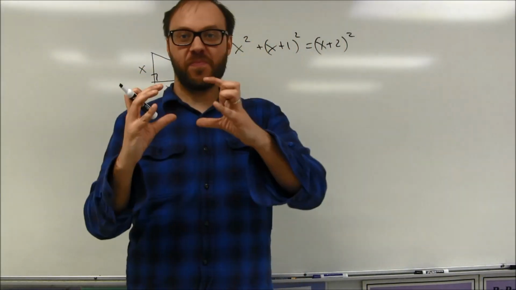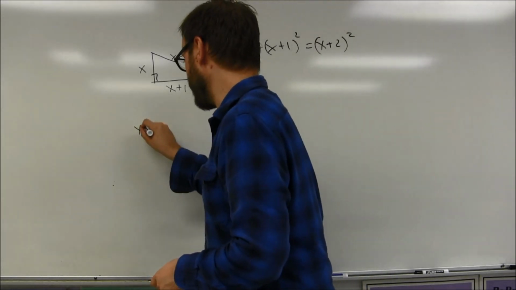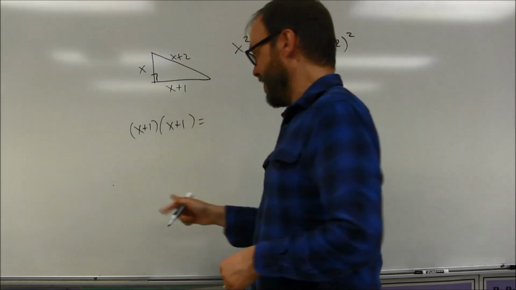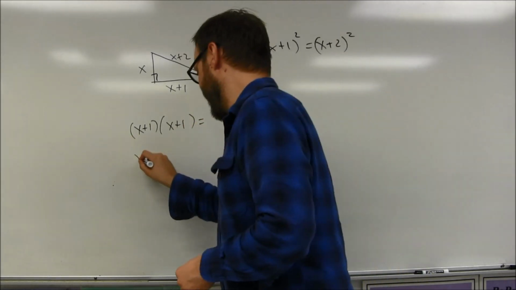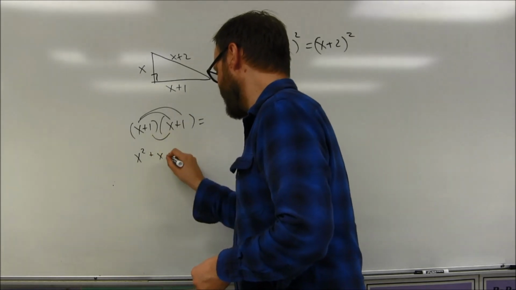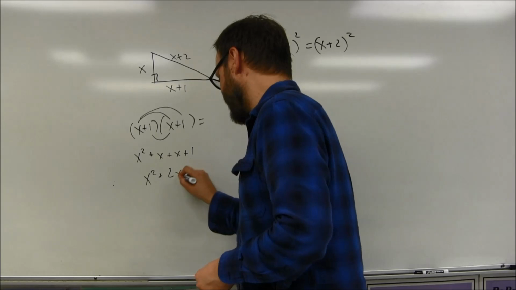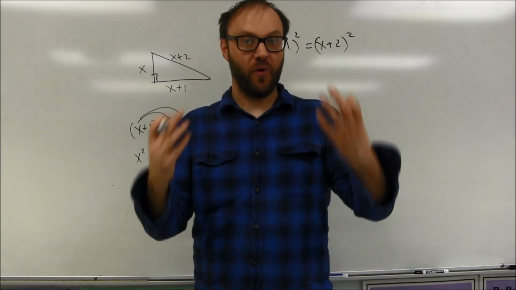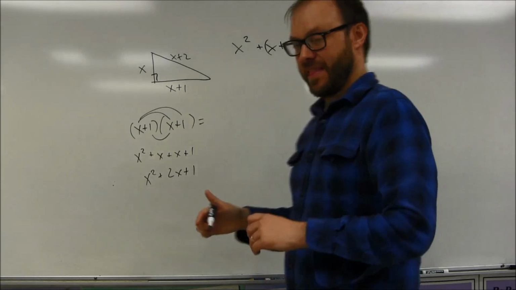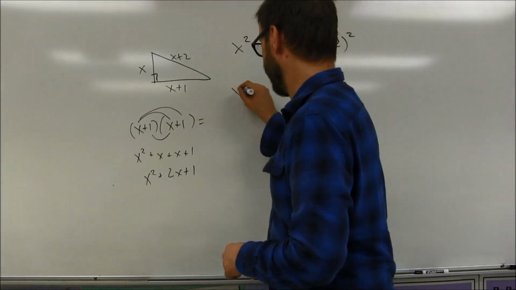When something's being squared, it's being multiplied by itself. So when I've got (x plus 1) squared, it's being multiplied by itself. That's a FOIL problem. We're going to get x squared plus x plus another x plus 1. That's x squared plus 2x plus 1 when you FOIL that out. (x plus 2) squared, same kind of thing. That's also going to be a FOIL problem. So I've got this x squared.